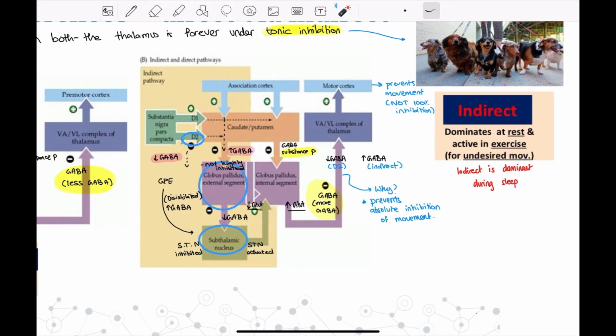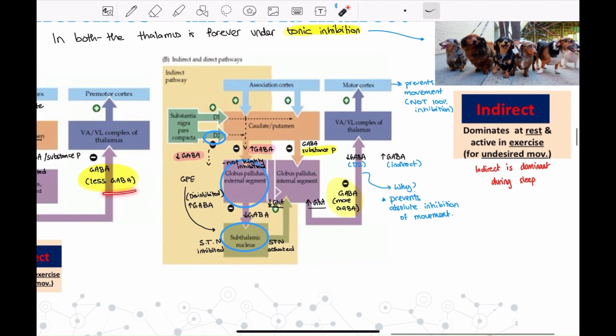So this means that it's going to secrete less GABA to the subthalamic nucleus. This means that the subthalamic nucleus right now is activated, meaning that it will secrete a lot of glutamate. Okay? It's going to secrete glutamate and send it to the globus pallidus internus. And this is where the globus pallidus internus, which is secreting GABA, is activated by glutamate, meaning that it will secrete a lot of GABA. So by secreting a lot of GABA, we are therefore inhibiting the thalamus.